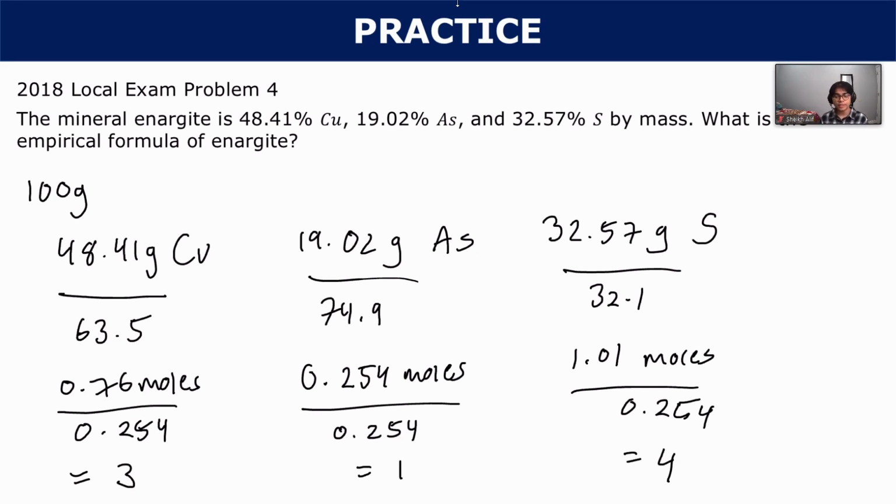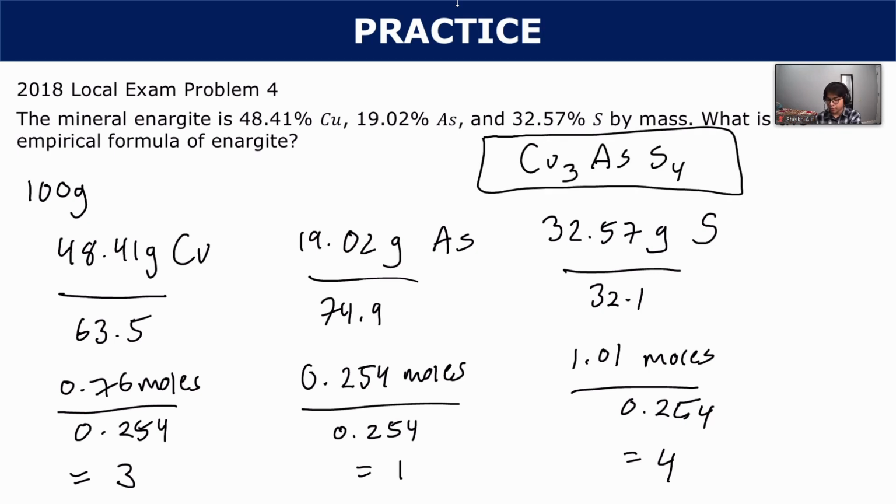And so what we just did right here is we found the whole number ratios. And this is all an empirical formula is. An empirical formula is just the simplest whole number ratios. And so this 3, 1, and 4 tells us that it's going to be in the form of copper 3, arsenic 1, and sulfur 4. And that is our empirical formula.